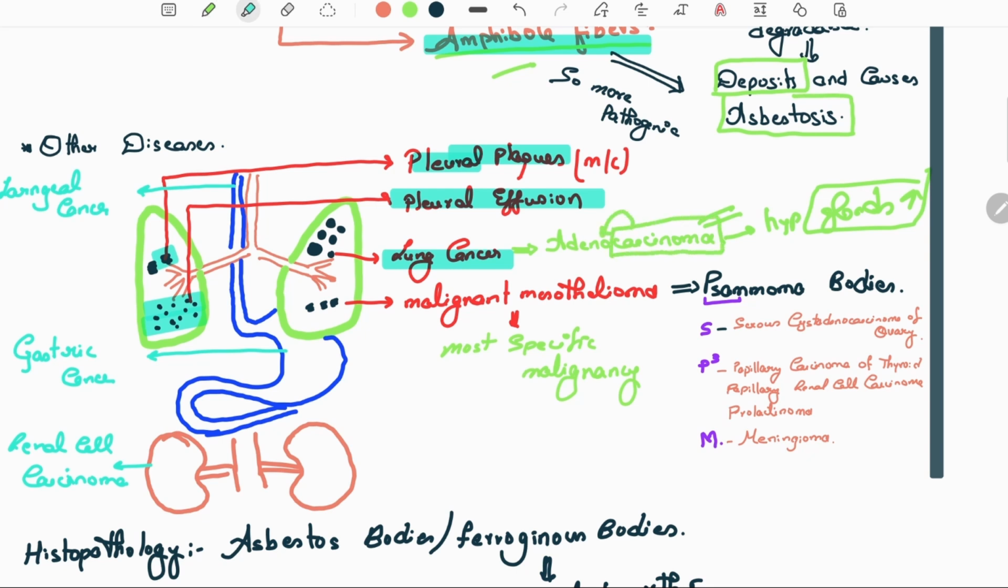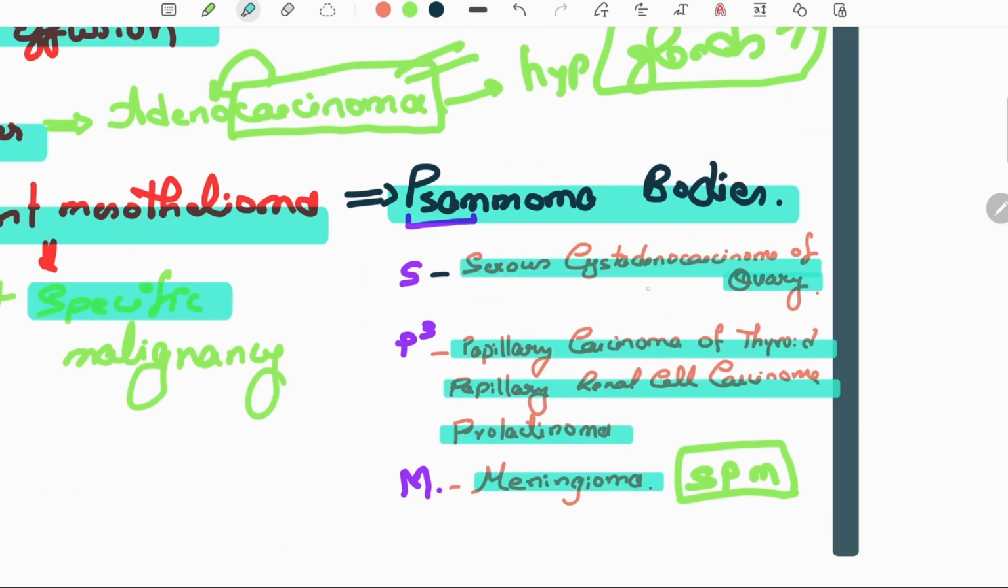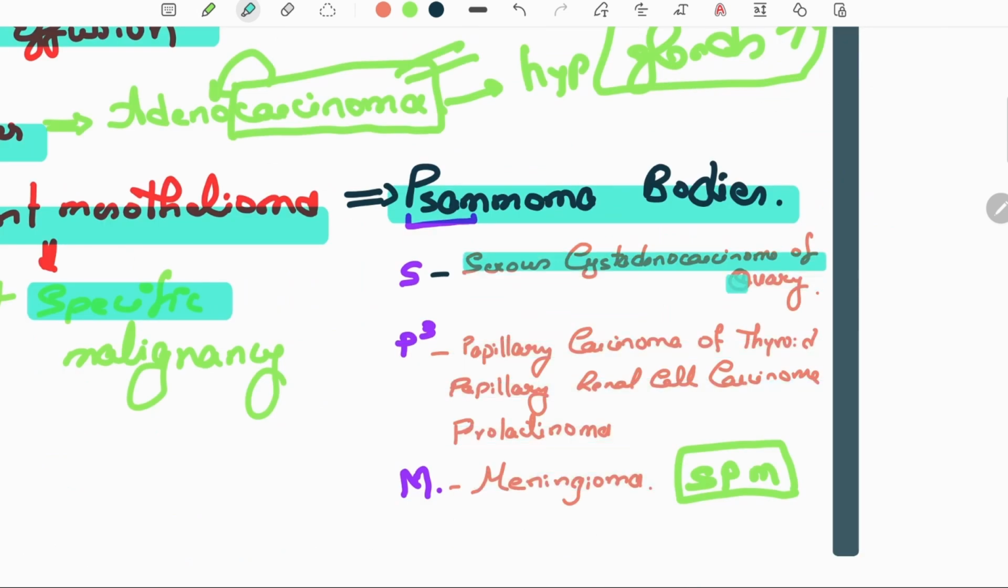Next one is malignant mesothelioma. This malignant mesothelioma is the most specific malignancy. In this, you will observe psammoma bodies. These psammoma bodies are also very, very important. Third, serous cystadenocarcinoma of ovary. P for papillary carcinoma of thyroid, another P for papillary renal cell carcinoma, and another P for prolactinoma. And M for meningioma. These are the conditions in which we can observe psammoma bodies.